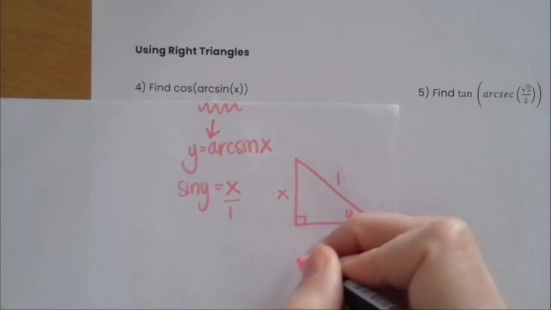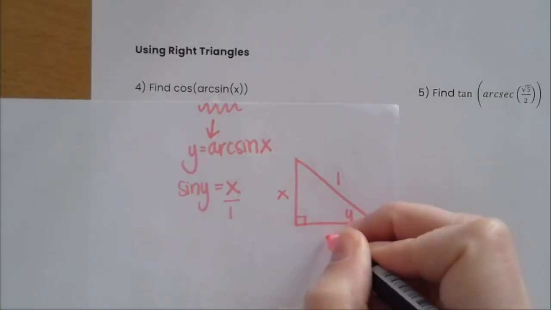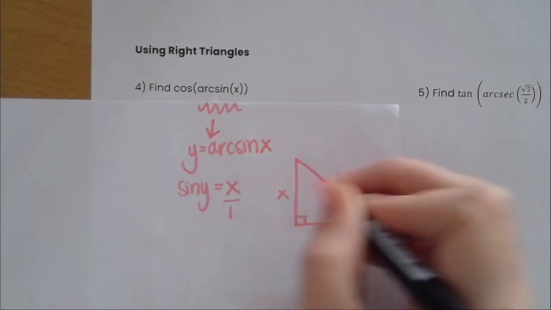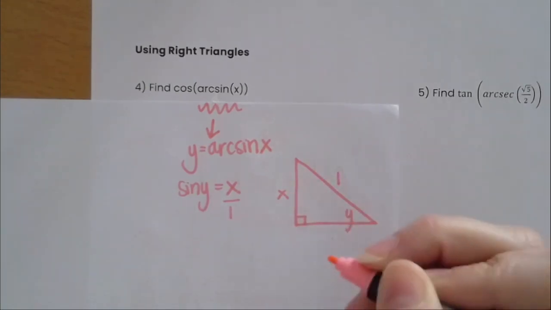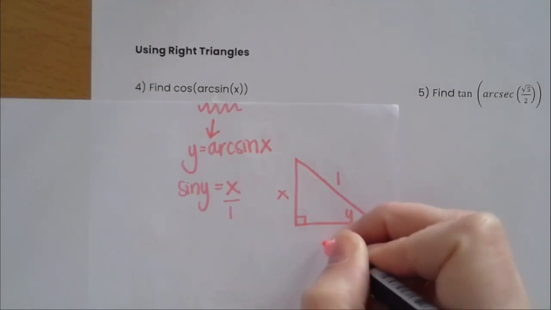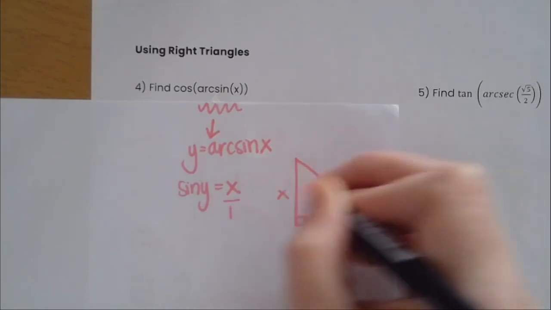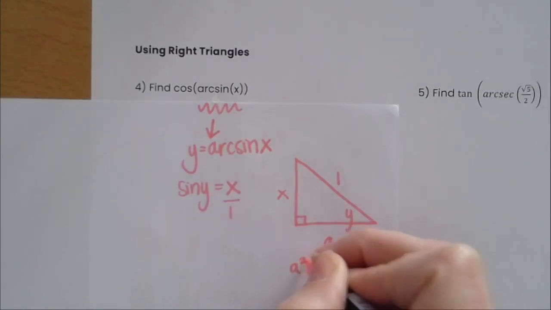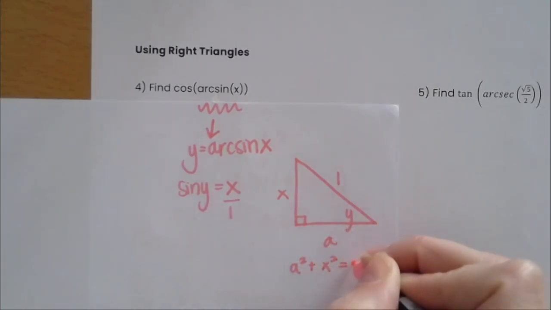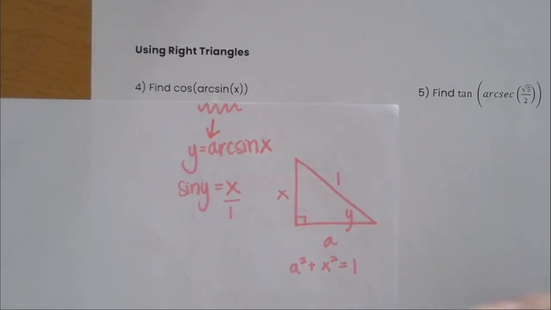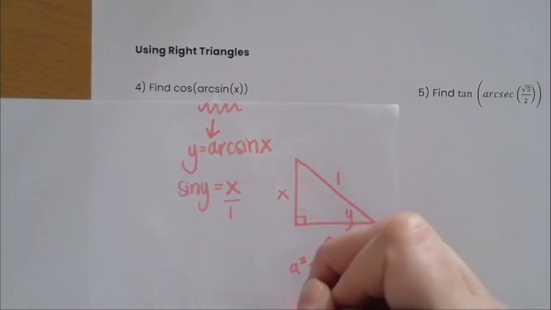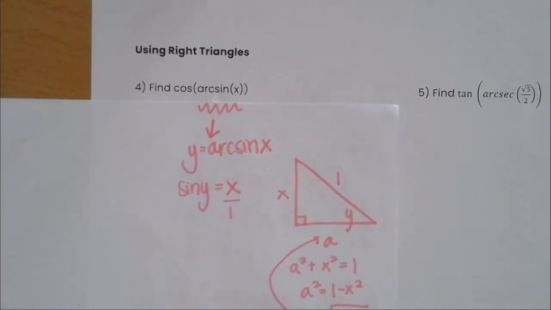So if I do something squared plus x squared equals 1, we can call this whatever you want. It doesn't matter. Let's go with a. A squared plus b squared equals c squared. So a squared plus x squared equals 1 squared, which is just 1. I want to know what the value of a is. So I'm going to subtract the x squared, so a squared equals 1 minus x squared, and a is equal to the square root of 1 minus x squared. So this side length right there is a.